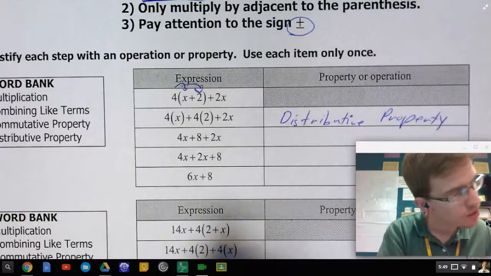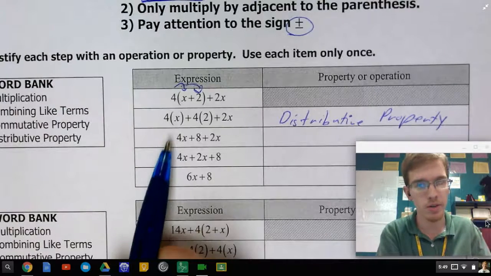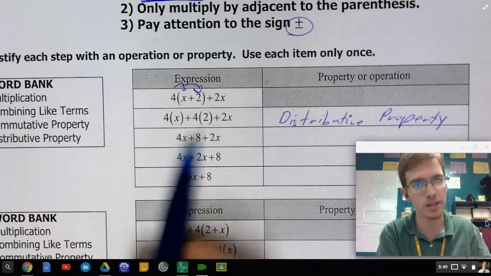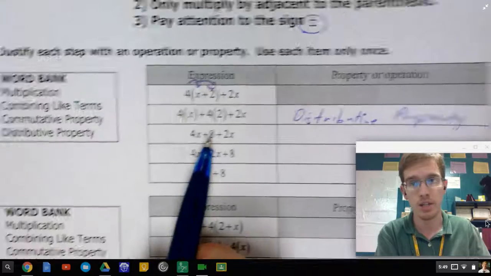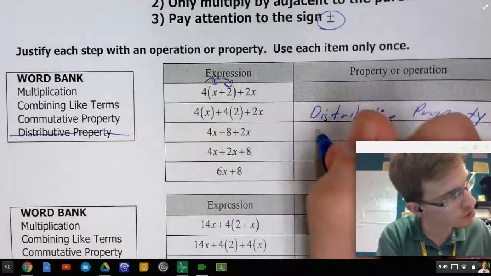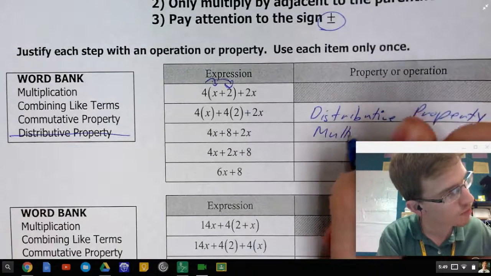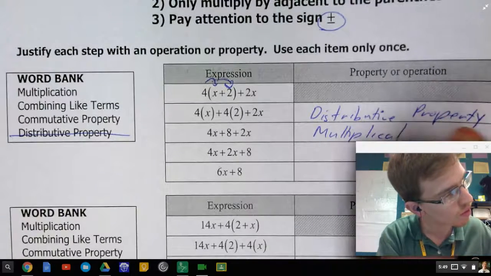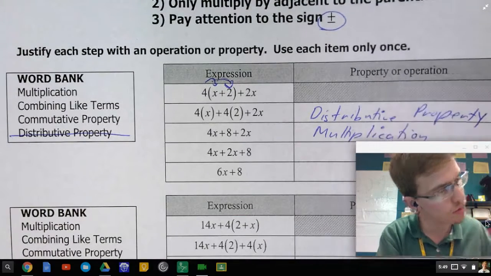Okay, so next, to get from here to here, 4 times x is 4x, 4 times 2 is 8. So that would be, oh, let me cross that one off. That would be just multiplication.